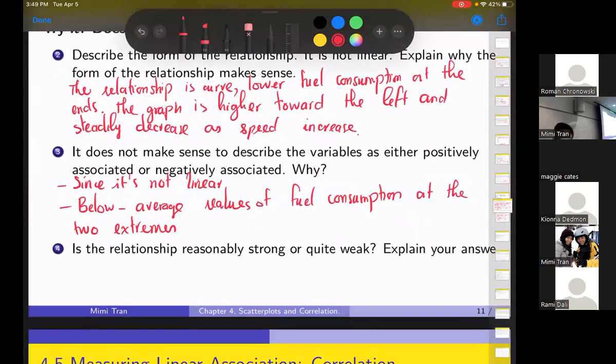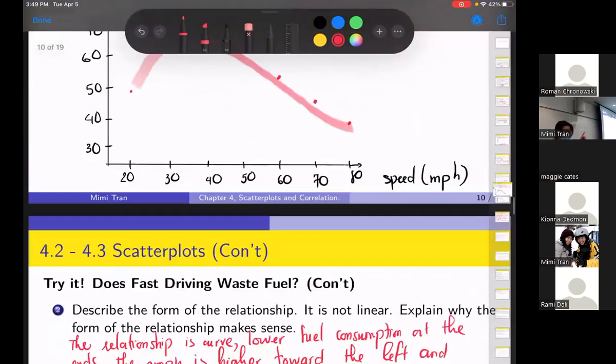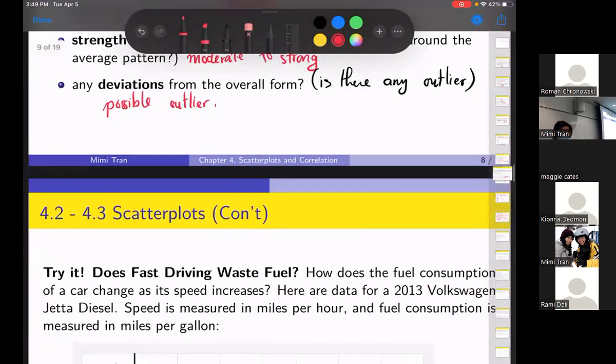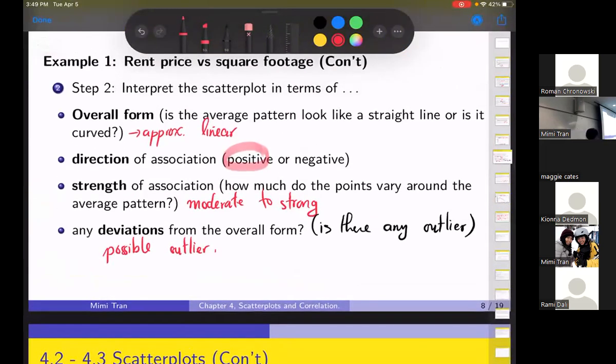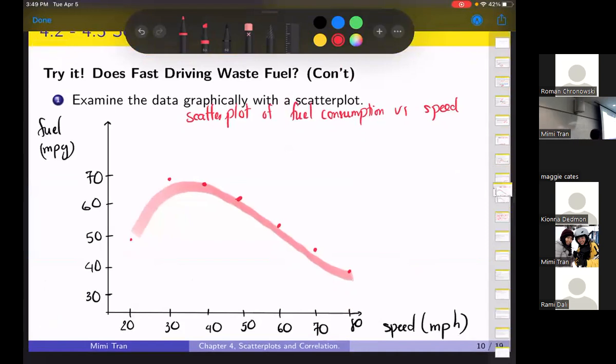Is the relationship reasonably strong or quite weak? Remember, the strength depends on what? According to the definition, the strength depends on how scattered your graph is. If there's not too much scattering, then it's strong. If there's a lot of scattering, then it's not very strong. So what do you think? How strong is your graph? It looks pretty strong to me.